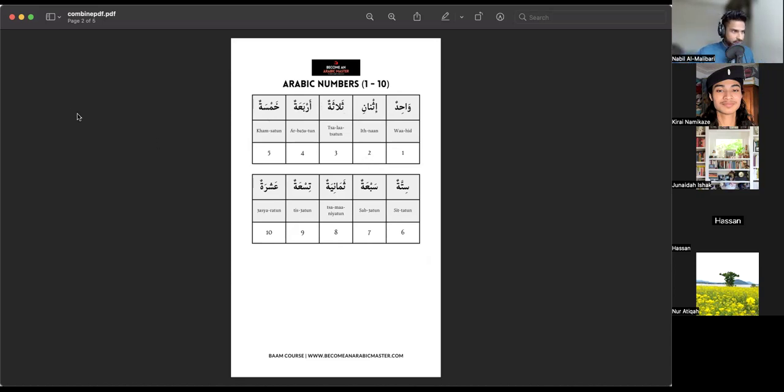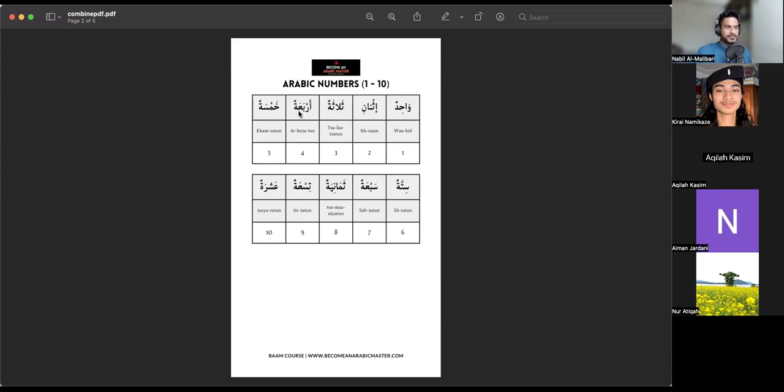Everyone, take turns to say the numbers from 1 to 10. Ayman, go. Wahid, ithnan, thalatha, arba'a, khamsa, sitta, sab'a, thamaniya, tis'a, ashara. Okay, Akila, go. Wahid, ithnan, thalatha, arba'a, khamsa, sitta, sab'a, thamaniya.